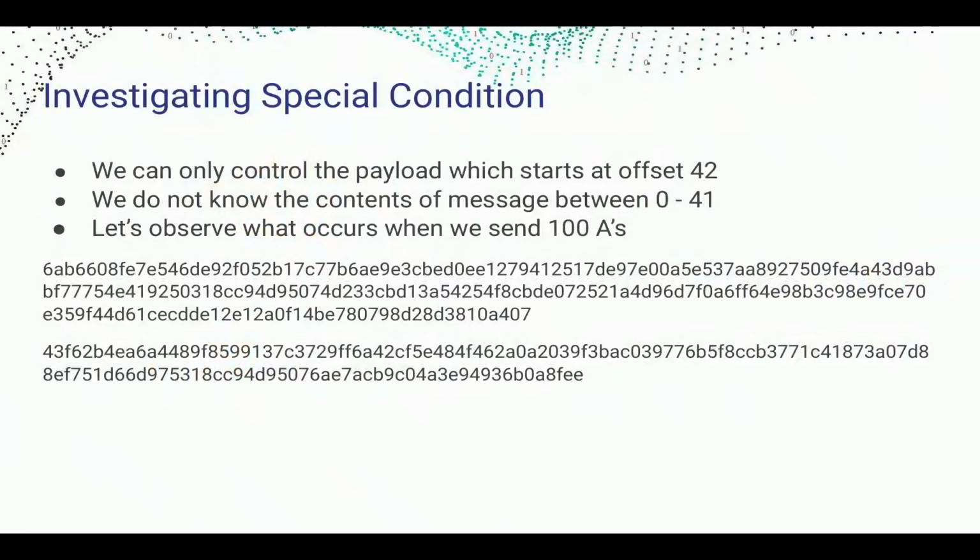So we observe a special condition when we set 100 A's. What happens there is that the message splits. As you can see here, our capture received 2 different messages.